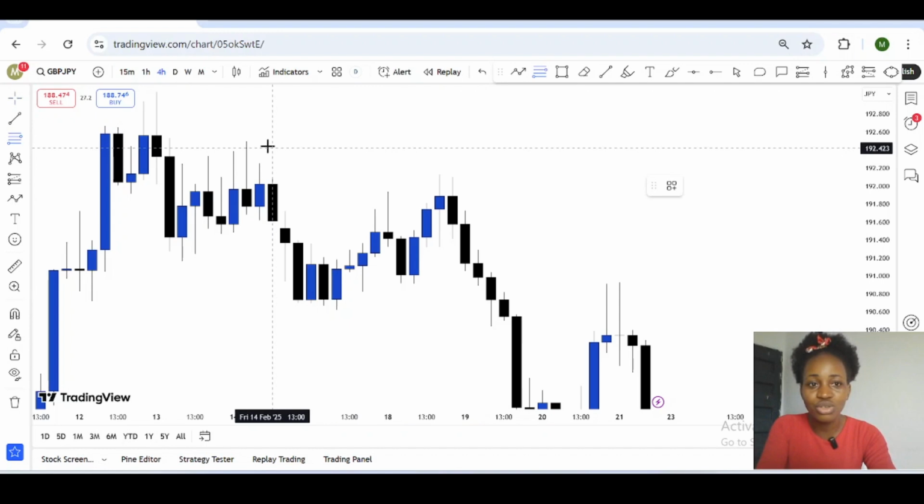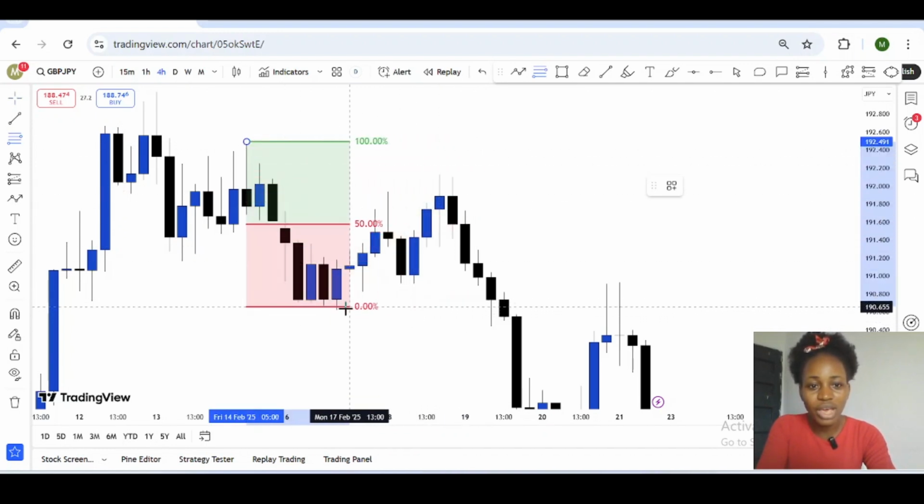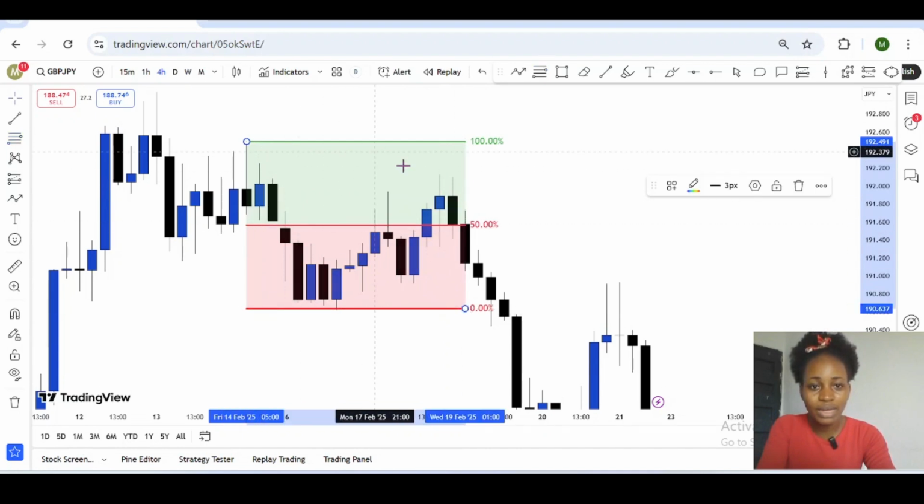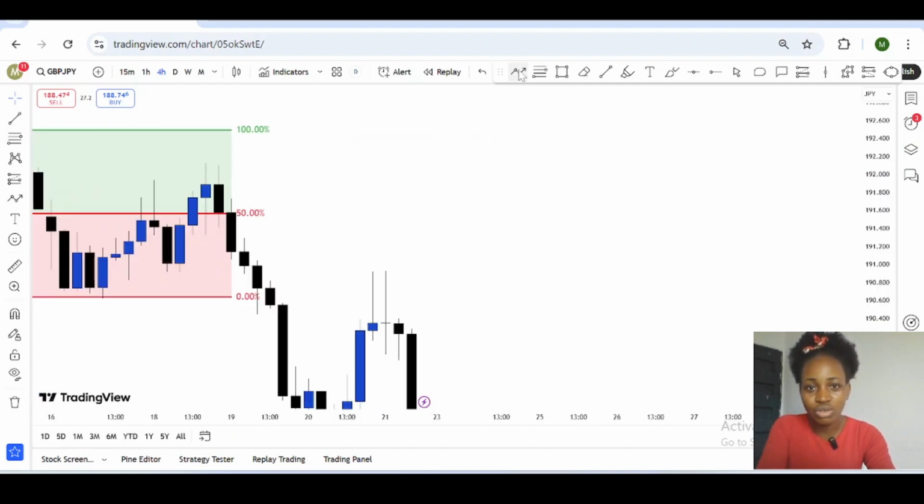What I will do is use my fib and draw from this point to where we have the swing like this. This upper part here is called premium, and this down part here is called discount. For a sell trend like this, if it's to the downside, this upper part is called premium and this is a discount. Let me just show you something here.